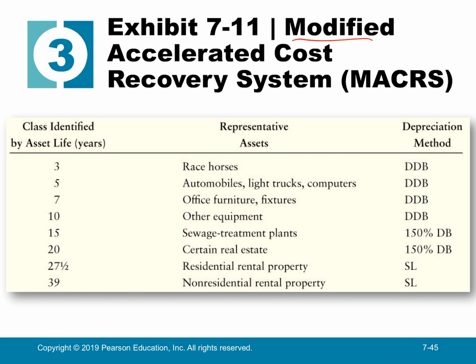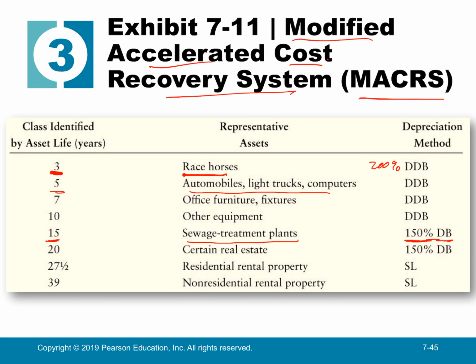So here is the Modified Accelerated Cost Recovery System, called MACRS. You will hear this, especially if you start dealing with taxes. The IRS has provided actual rules: for things like race horses, you get an asset life of 3 years; automobiles and light trucks, 5 years; and different things, right? Very interesting. For example, they have specific sewage treatment plants good for 15 years, and the method that's supposed to be used is 150% declining balance. So the one we've learned so far is 200%, 2 times. This one is 1.5 times.